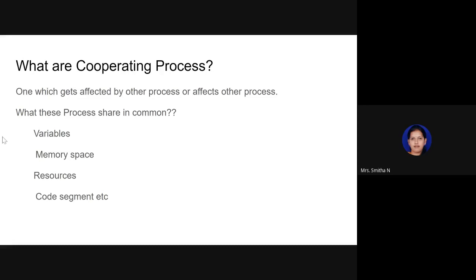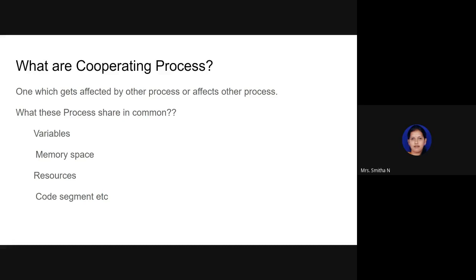Now there is a word called sharing, and it could be anything. You can share a variable, you can share some memory space, or you can share some resources or some code segment which is common in processes. If you have two processes, there may be a set of code which is common to both; that is, they are sharing some code segment. Then those processes are called cooperative processes: processes which share some common thing, like a variable, a resource, or a code segment itself.